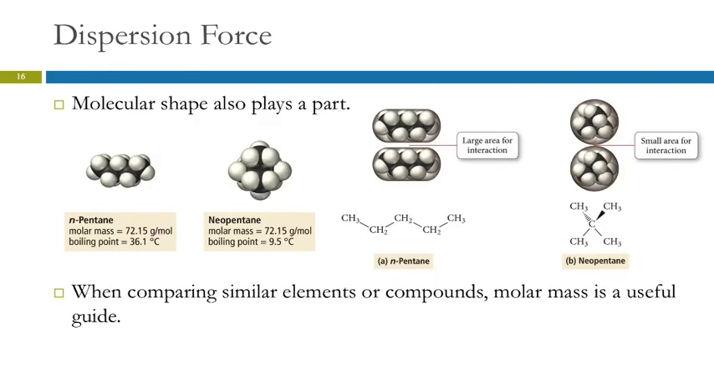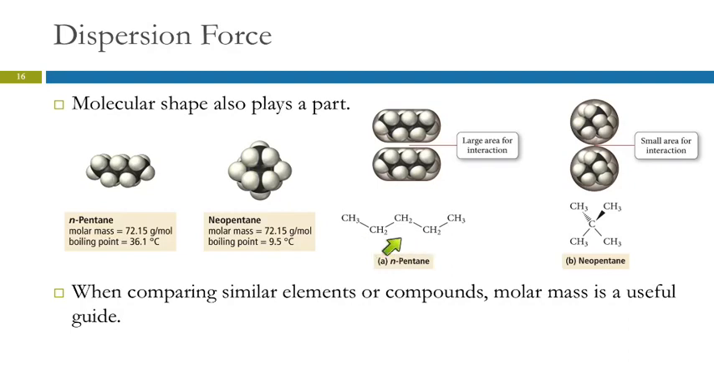The shape of the molecule also plays a part. This happens in atoms, but it also happens in molecules. So if we look at these two molecules, they have exactly the same mass because they are structural isomers. So they both have the same chemical formula, but they're arranged differently.